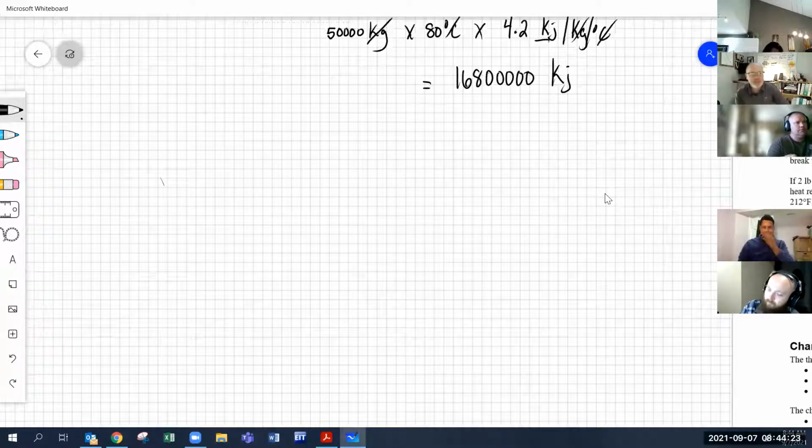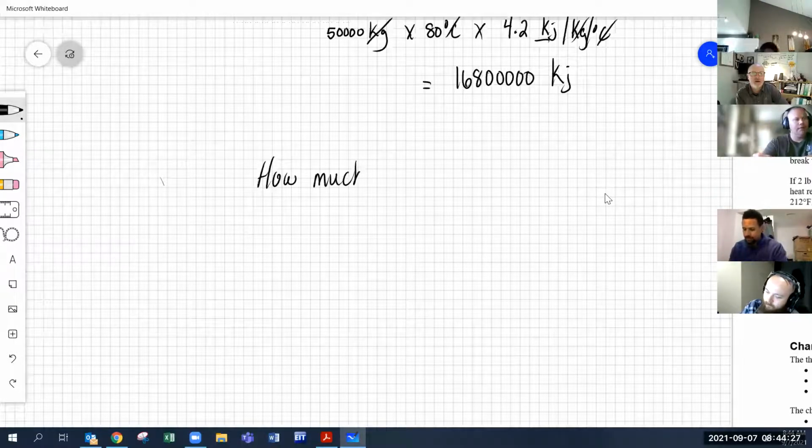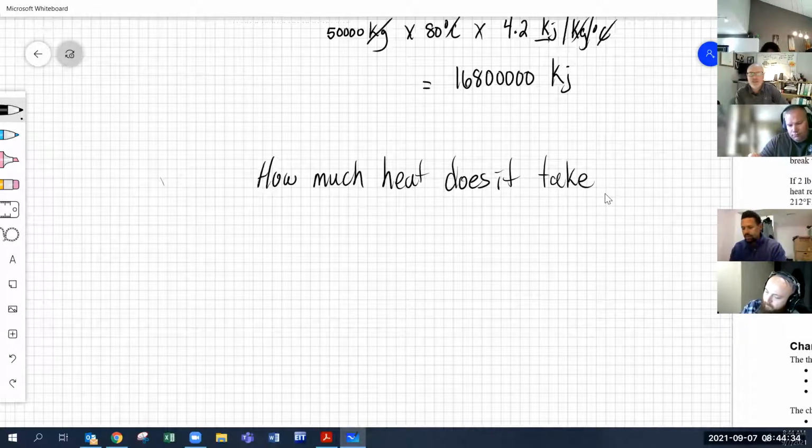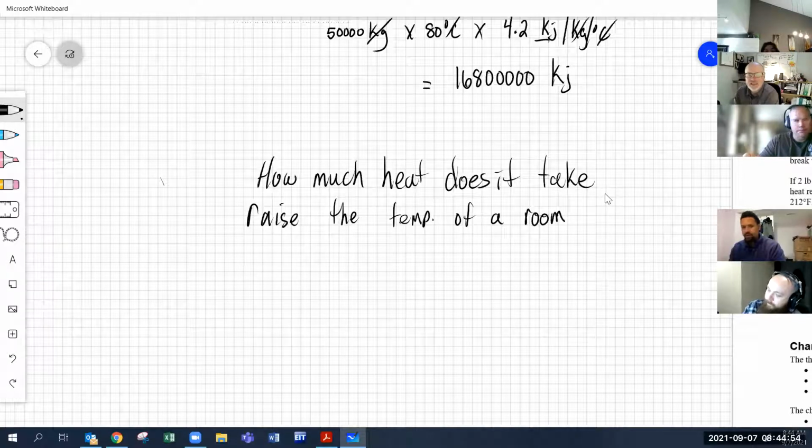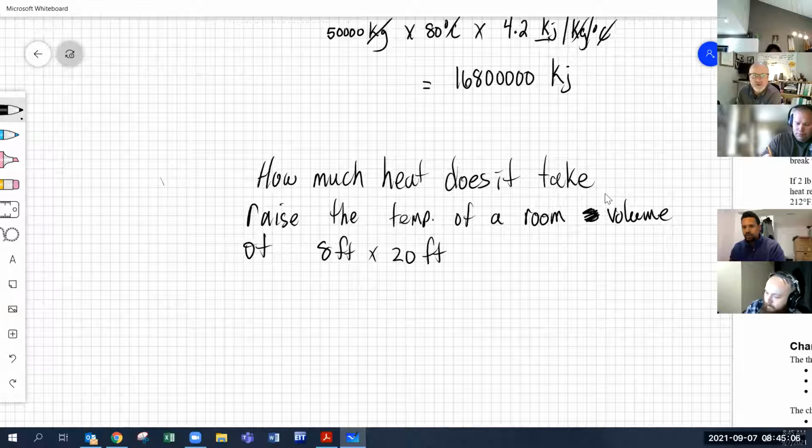So for example, how much heat does it take, I'm going to make this one more complicated because I can. How much heat does it take to raise the temperature of a room that has a square foot or a cubic footage or a volume of, okay, 8 feet high ceilings, 20-foot long wall, and a 10-foot long wall? Okay, so how much heat does it take to raise the temperature of a room with a volume of these measurements from, and I'm going to say it's pretty cold in there.